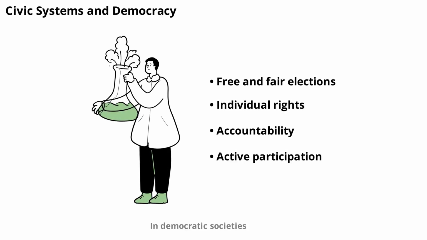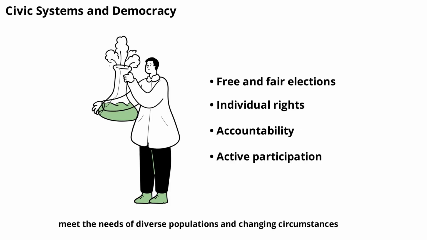In democratic societies, civic systems are designed to reflect the will of the people. They provide mechanisms for free and fair elections, protect individual rights, and ensure that leaders are accountable to the public. Democracy relies on active participation, open debate, and respect for the rule of law. Civic systems and democracies are constantly evolving to meet the needs of diverse populations and changing circumstances. By participating in democratic processes, citizens help shape the future of their society.